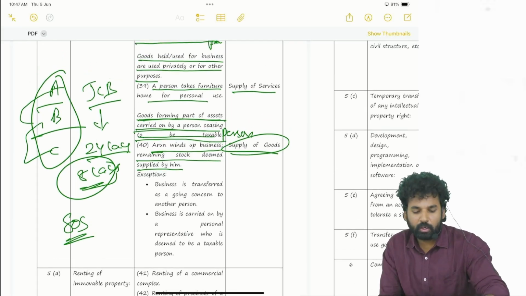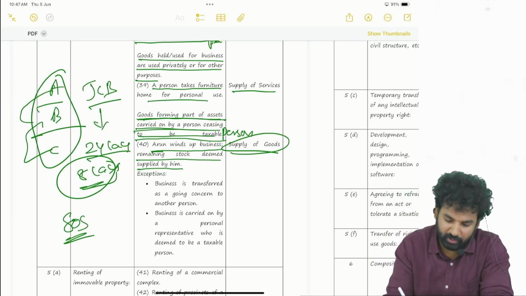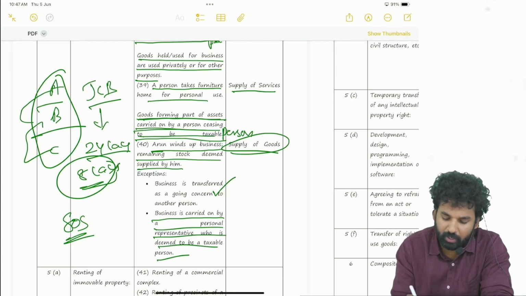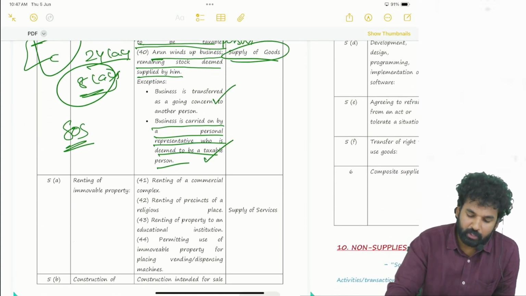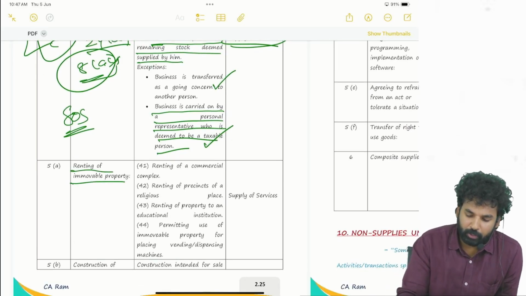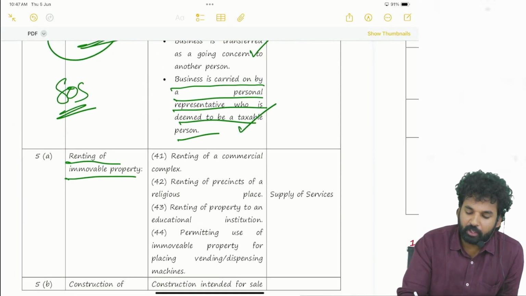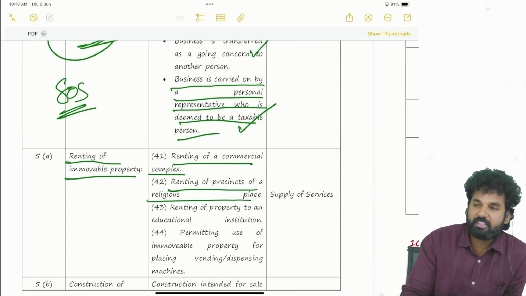So whenever you are handing over the business as it is, that means as a going concern, this is an exception. Also, when the business is carried on by a personal representative who is deemed to be a taxable person, it is treated as not a supply. No GST will be attracted. Right, correct? Next, renting of immovable property, renting of commercial complex, renting of precincts of religious place.